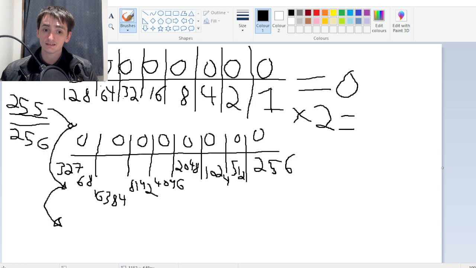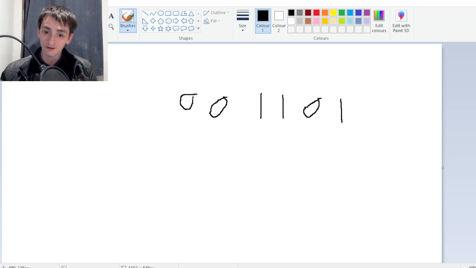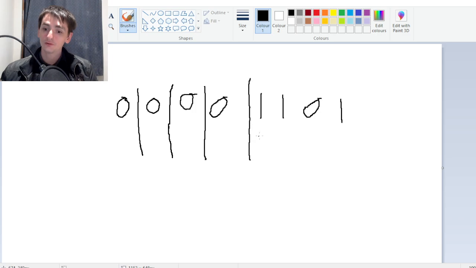To put it into practice, let's give it a go. So let's go with a new one. Oh no, let's go with new, and let's not save that. So let's go with 1 0 1 1 0 0. I'm doing 0 0 0 0 because I can't be asked to count that high. So with that, how do we work out the value here?